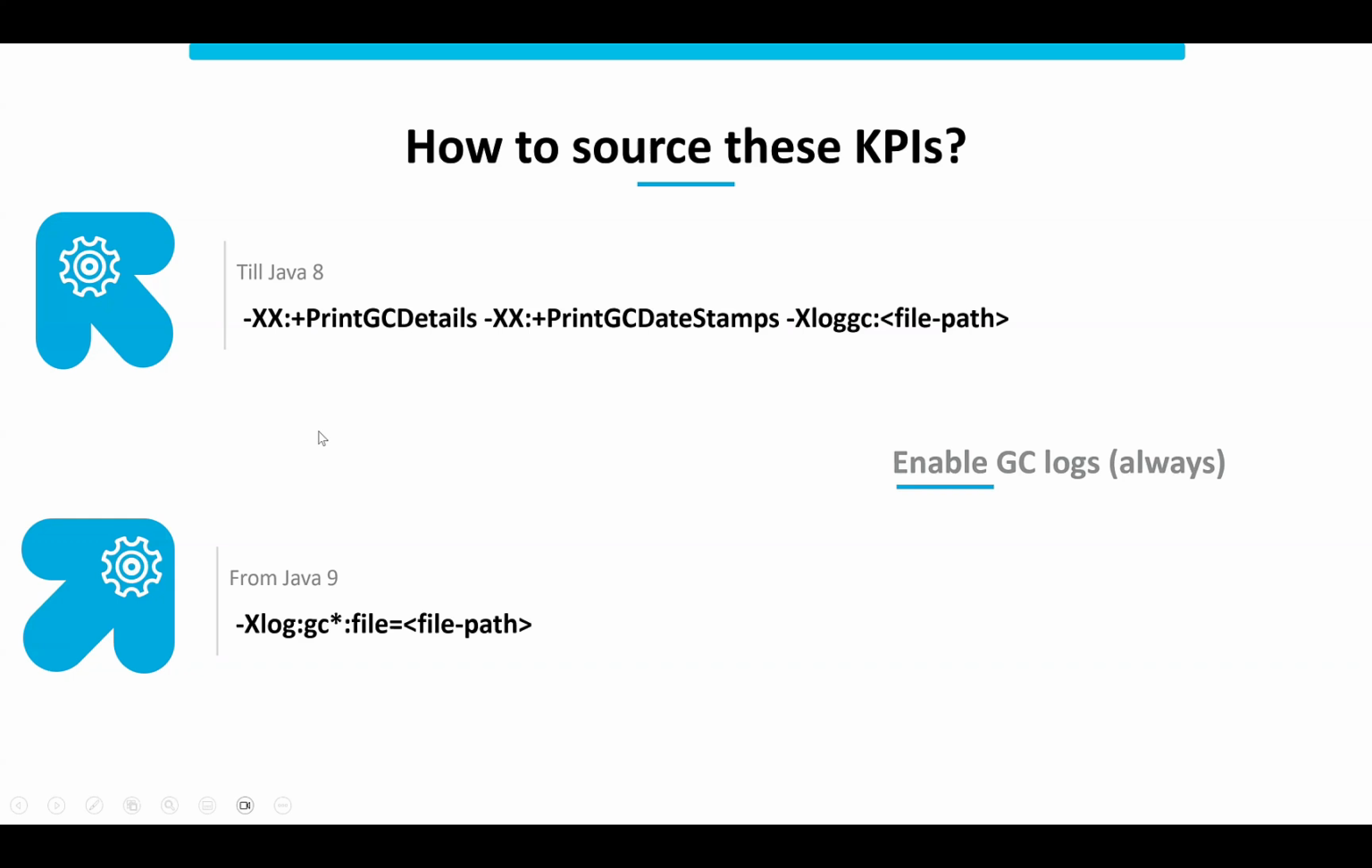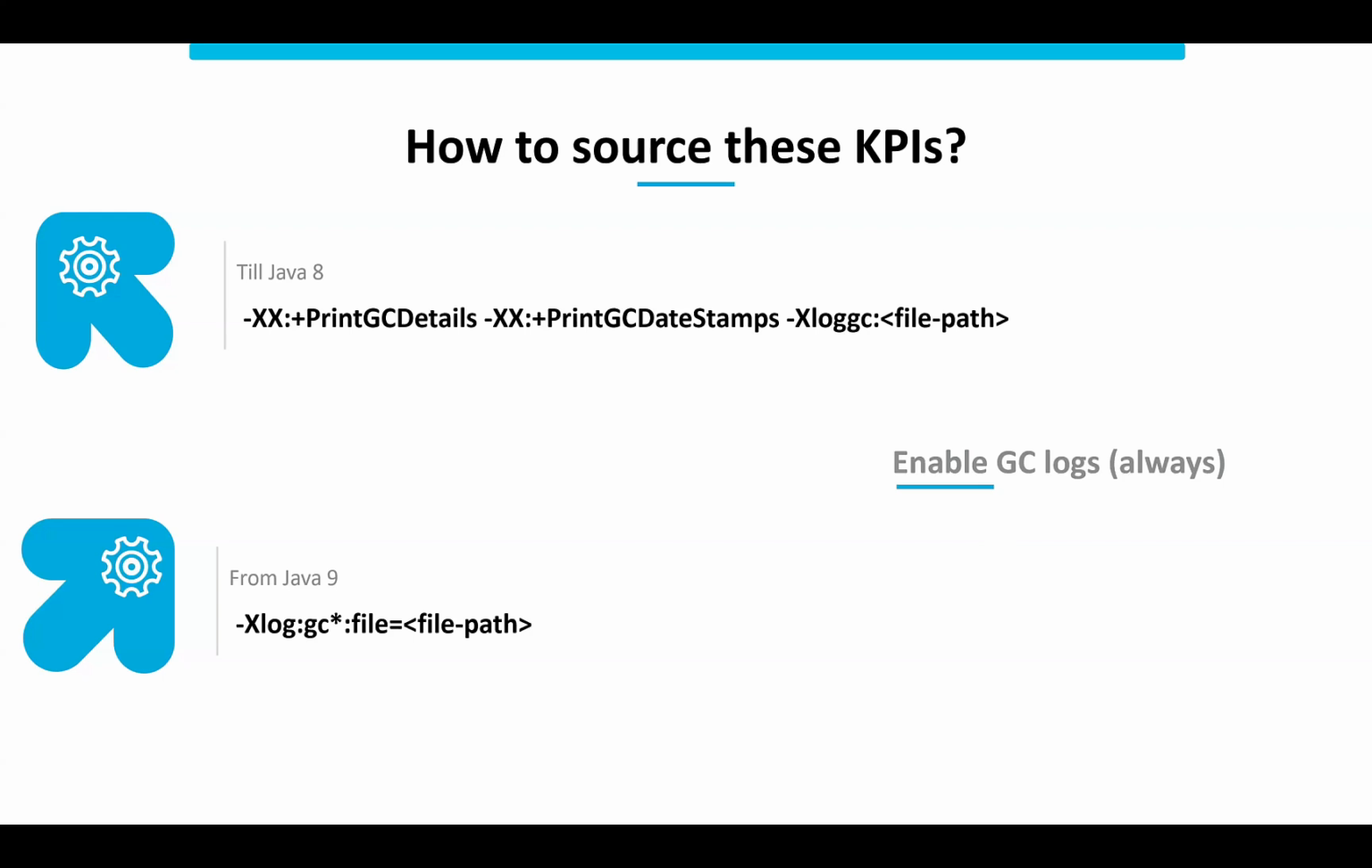Friends, you can get the garbage collection log by passing these arguments to your JVM. If it's Java 8, we can pass these arguments and give the file path so that the events will be written to this file path. If it's Java 9 or later, you pass this one and give the file path. That's how the GC log will be written and the JVM will be writing the events.